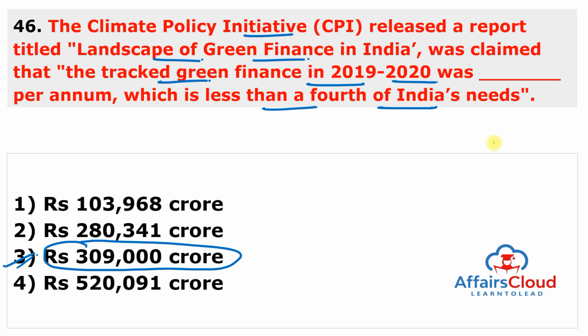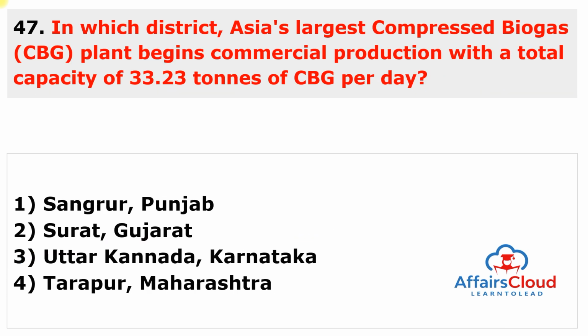3 is the answer. So, the Climate Policy Initiative has released a report named Landscape of Green Finance in India, which is an update of a systematic assessment of India's green investment and evaluates whether India is on track in achieving its target under the Nationally Determined Contribution. And the tracked green finance in 2019-20 was 3,09,000 crore, nearly $44 billion per annum, which is less than 1/4 of India's need. Moving to next question.